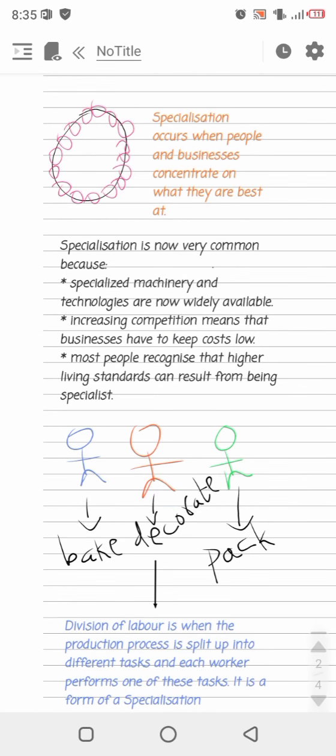So this is what this point means: because of less wastage, the cost of production will get low and we can charge low prices to our customers, and so they will be attracted, and then it will lead to higher profits, improving our living standards. Along with the second point, we also discussed the third point. Most people recognize that higher living standards can result from being specialist.